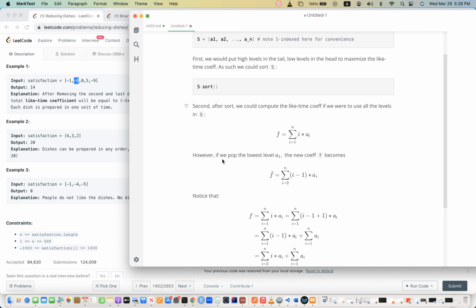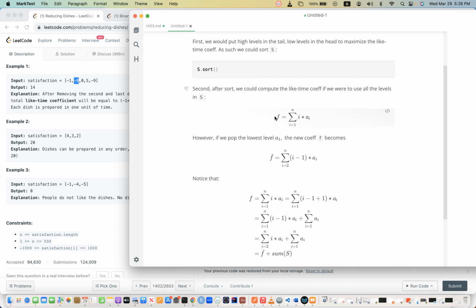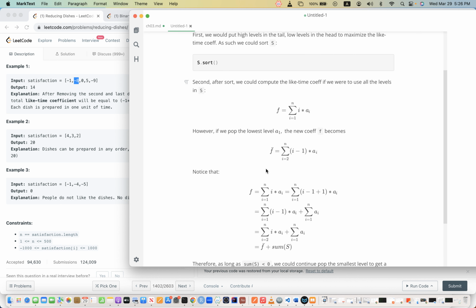However, if we pop the lowest level A1, because sometimes it can be negative, then the new coefficient becomes F bar. Because the first element is popped, A2 is now the first element. So similarly Ai will be the (i-1)th element. We are going to multiply Ai by the time to prepare it, that is (i-1) times Ai. But now we start from i equals 2 to n, because now we have n-1 dishes.